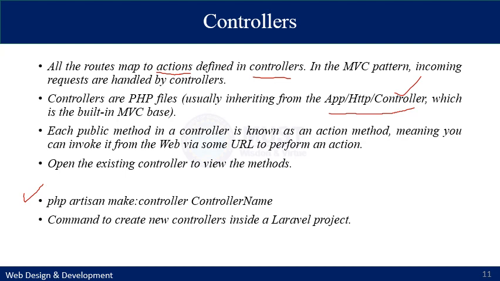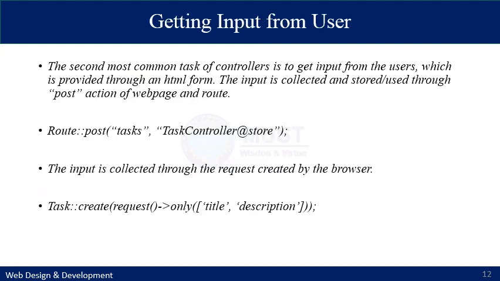Each public method in the controller is known as an action method, which means you can invoke it from the web using some URL to perform an action. Getting input from the user is a common task in web applications, and it is the second most common task of controllers.